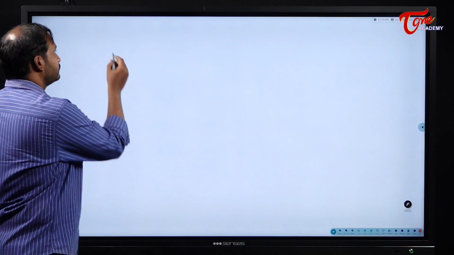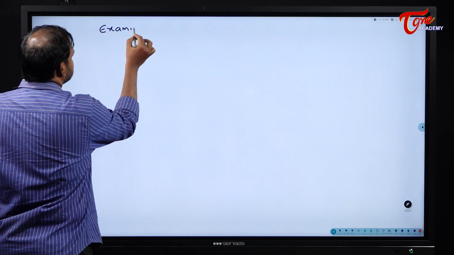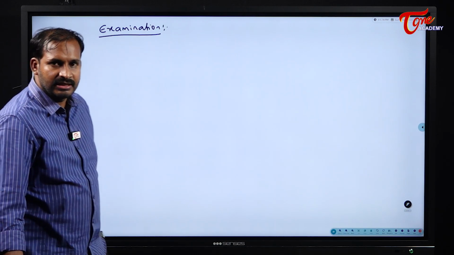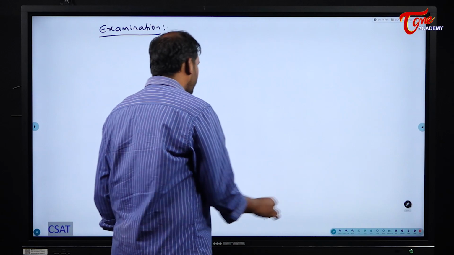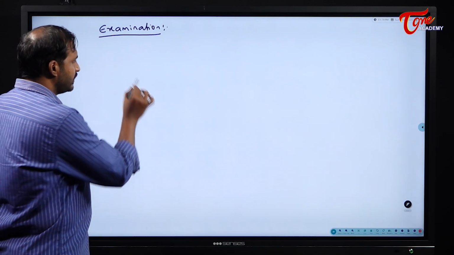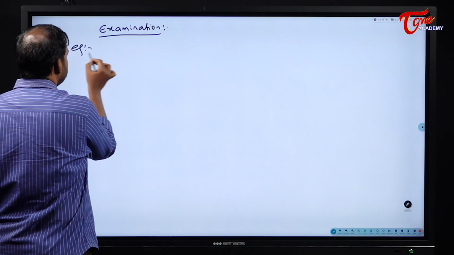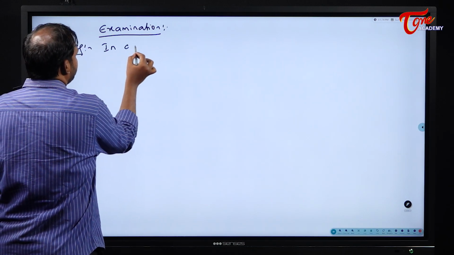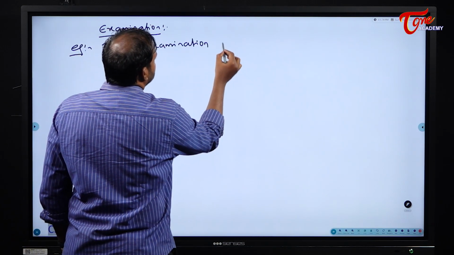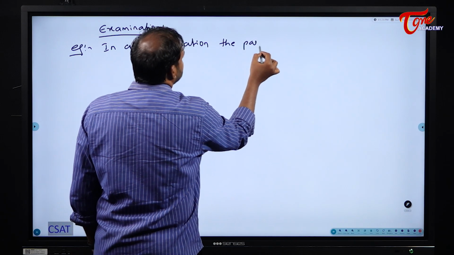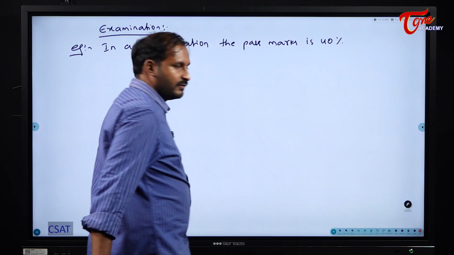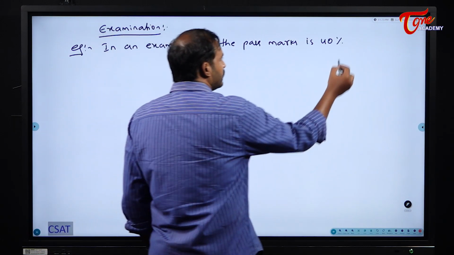on examination. So, what happens in this examination is, see here, if a student fails by or passes by some marks, they will give us in the question. We will go with an example so that easily you will understand. In an examination, the pass marks is 40 percentage, full stop.